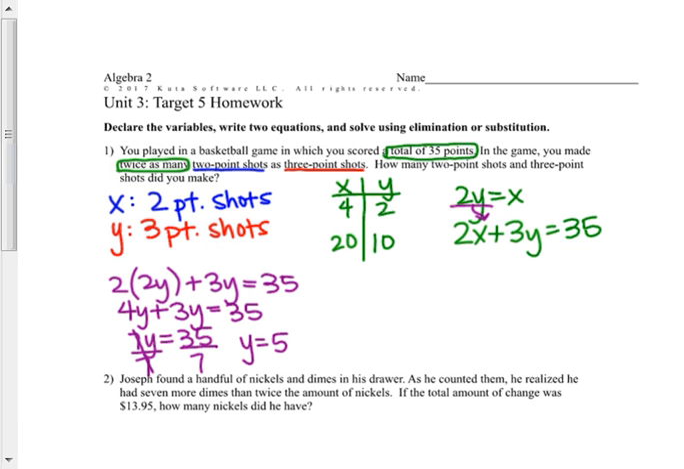All right, so I have one of them done. Then I'm going to go ahead and substitute that into my original easy equation, 2y equals x. If I know that y equals 5, this just becomes 2 times 5 equals x. Well, I can say that x is 10 then. So here's one answer. Here's the other answer. I can go ahead and write this out in words that I made 10 2-point shots and 5 3-point shots.